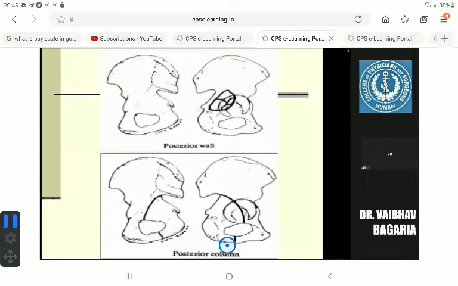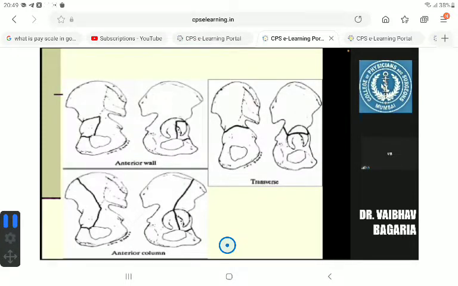So you'll see the top is the posterior wall, the bottom one is the posterior column, the top again is the anterior wall, then the bottom to that is the anterior column, and then that's the transverse. So these are the 5 basic patterns that you must all know: posterior column, posterior wall, anterior column, anterior wall, and transverse.